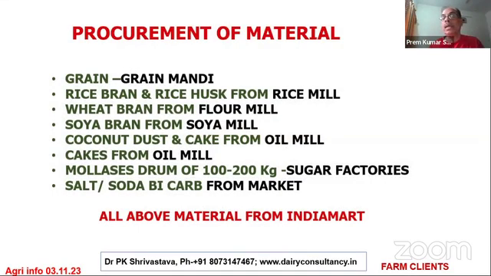This is the slide that will push you to the market. Market means for the branded feed. Grain you get from the grain mandi. Rice bran and rice husk you get from the rice mill, and wheat bran from the flour mill. Soya you get from the soya mill. Coconut dust, etc. you get from the coconut oil mill, and cakes from the oil mills. Molasses you get from the sugar factory, and salt. People may ask, why should I bother with all these things? Let us go to India Mart and purchase everything. All things are available on India Mart. You can purchase and make your feed at your farm.